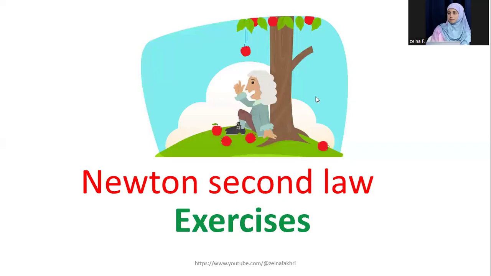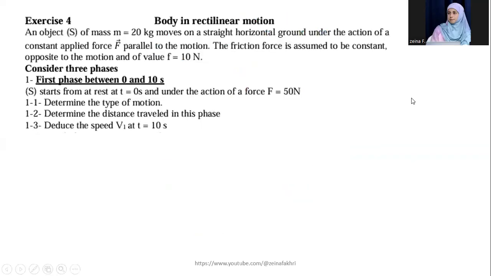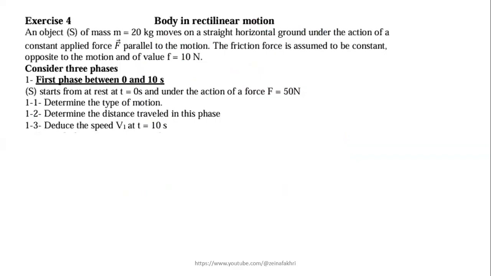We'll do now some exercises about Newton's second law, or Newton's laws in general. So we'll start. An object S of mass m equal to 20 kilograms moves on a straight horizontal path, okay? And it is under the action of a constant applied force F, which is parallel to the motion. The friction force is assumed to be constant.